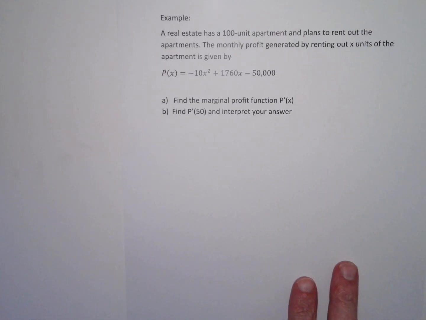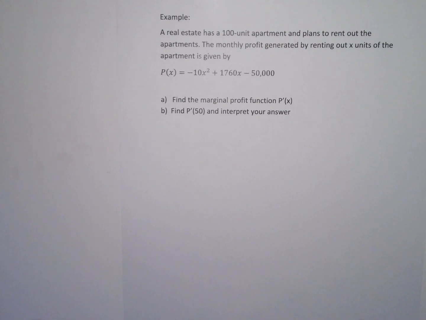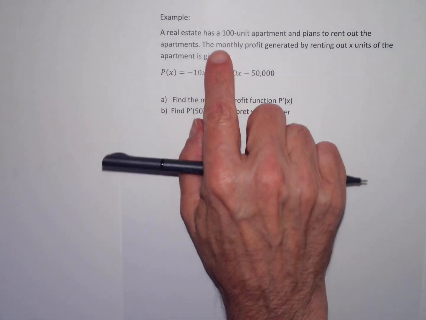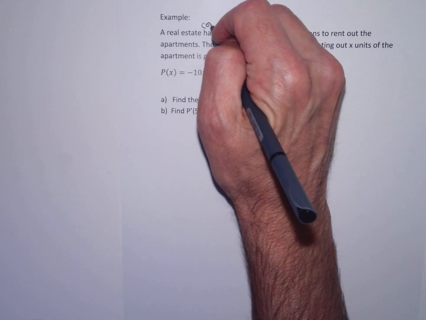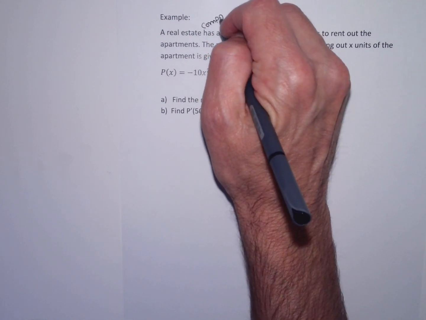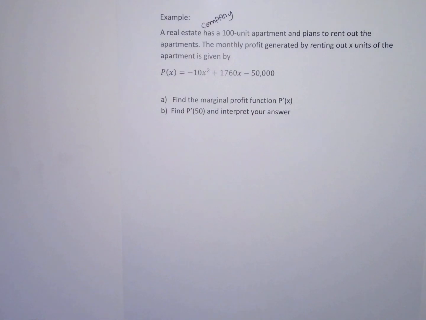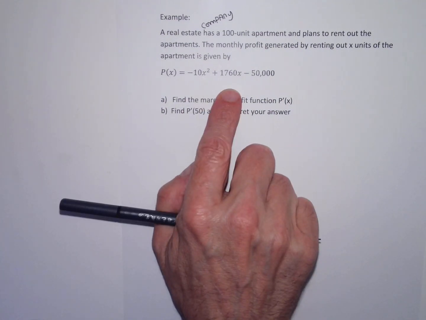That keeps the number small but not ridiculously small. So it says a real estate agent, I don't know, a real estate company, it's got to be a real estate something, has a 100-unit apartment complex and it plans to rent out the apartments. The monthly profit generated by renting out x units is given by this.